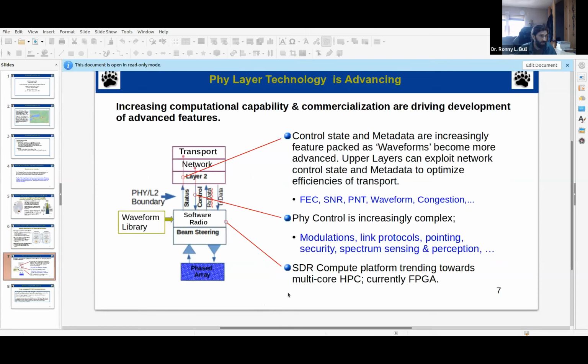Okay, so as features become more advanced, it's going to actually drive computation capability and commercialization. We're seeing high-performance computing processors being developed on very, very small microcomputers now. So the processing capabilities that are going to be on satellites in space in the future are going to be very vast. Looks like Mike's actually got something going on there. So here we can see control state and metadata are increasingly feature packed as waveforms become more advanced. So as we can get more information from these waveforms, we're going to have to be able to pack this metadata with more information. Mike, are you able to talk now?